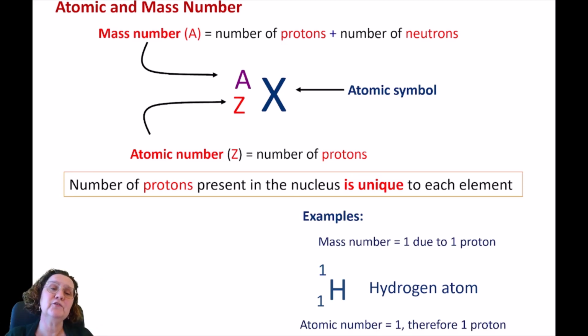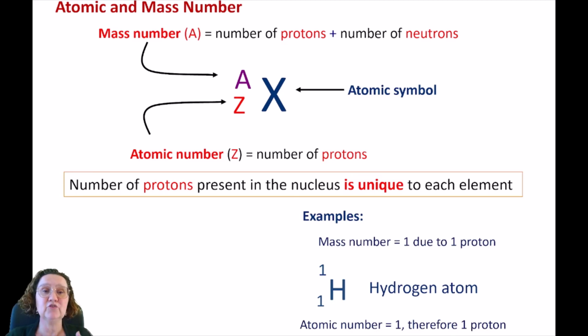The next piece of information we need to know is how many protons you have, and that's what we call the atomic number. The atomic number, and the typical letter to signify it is Z, is the number of protons in that particular atom, in that particular element. The number of protons is unique to each element, so we define each element with respect to its atomic number.